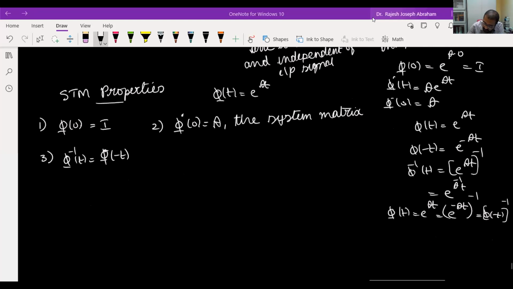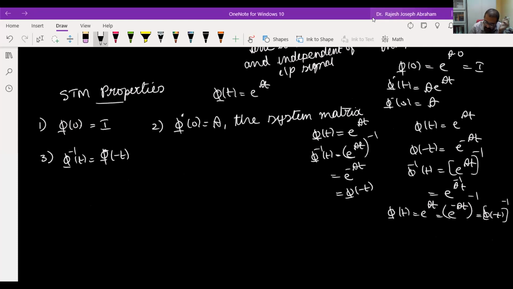Okay, let me try it here. So phi of t is e raised to At. Okay, so what is phi inverse of t? Phi inverse of t is nothing but e raised to At whole inverse. That means e raised to minus At. Correct? (A raised to m) whole raised to n is a raised to mn, right? So e raised to minus At is nothing but phi of minus t. Correct? That is how you get this expression.